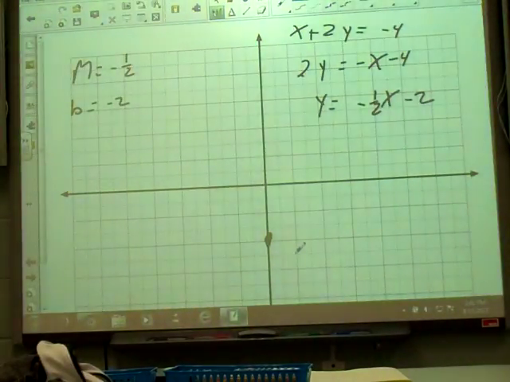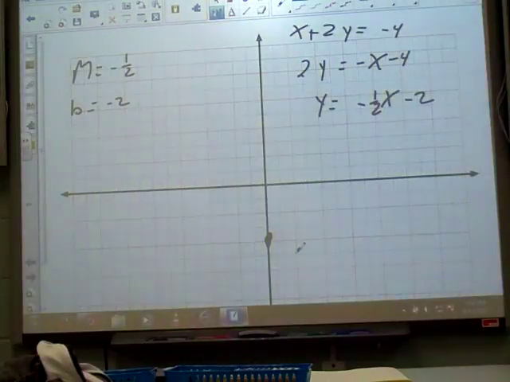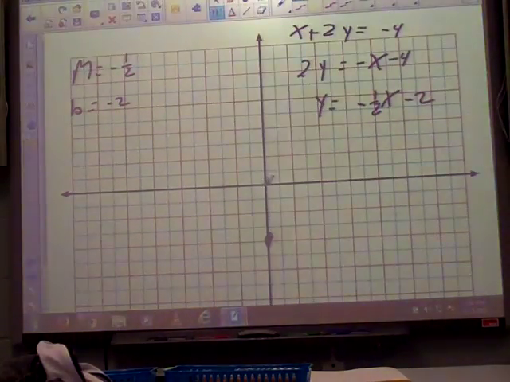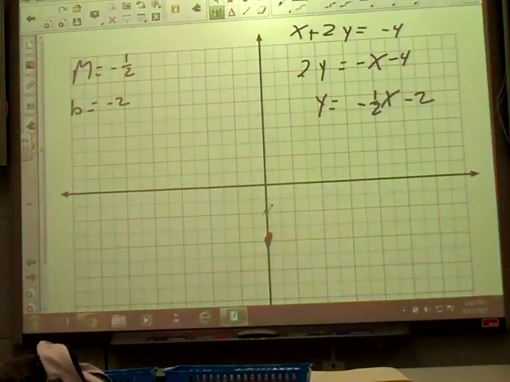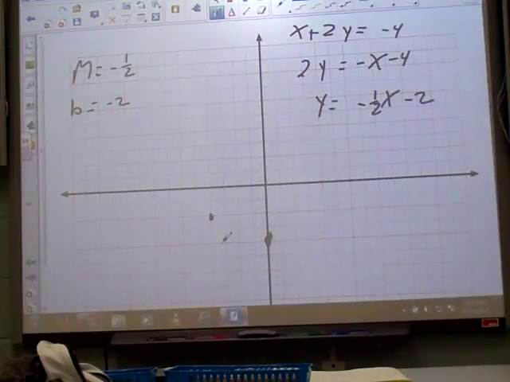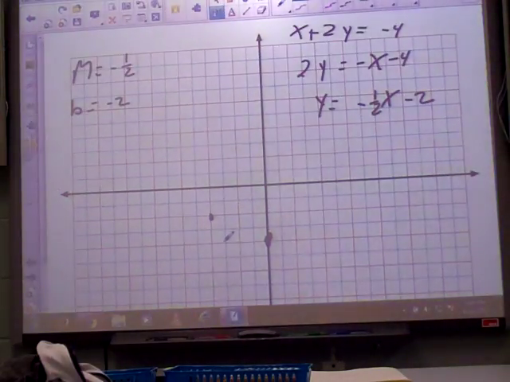All right, so now all I need to do is slope of -1/2. So that means I'm going to go back to the origin, and I'm going to go down 1 and left 2. Put a point. Is B always the y-intercept? Yes. Is everybody all right with that?